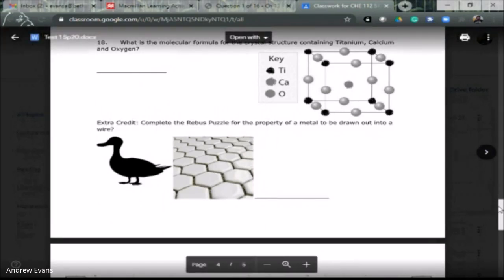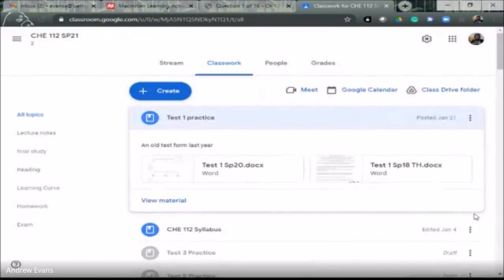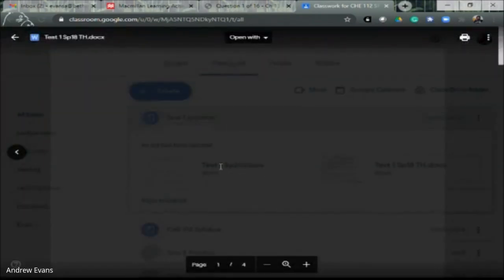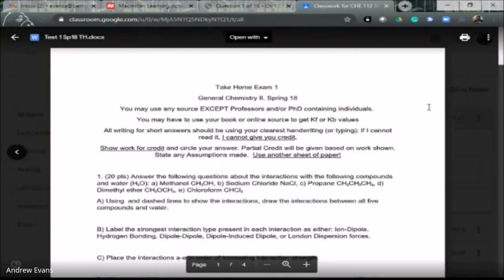But that was the test I gave last year. Now, I'd rather go over this one, because this one actually is closer to what we will see.